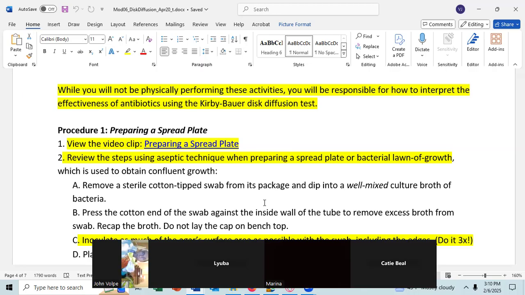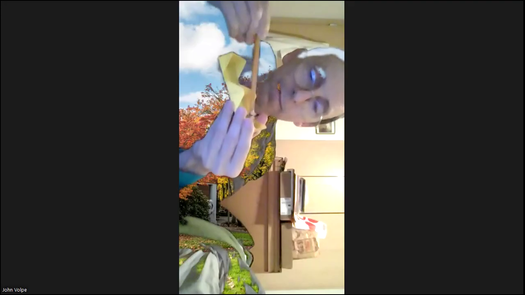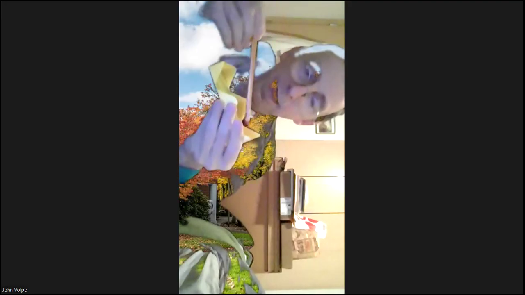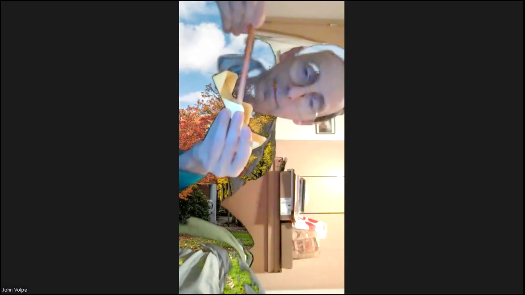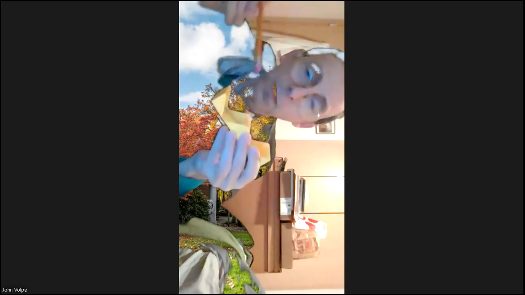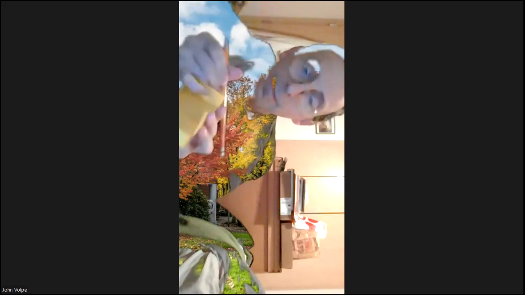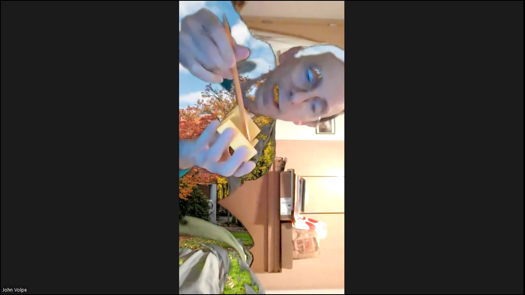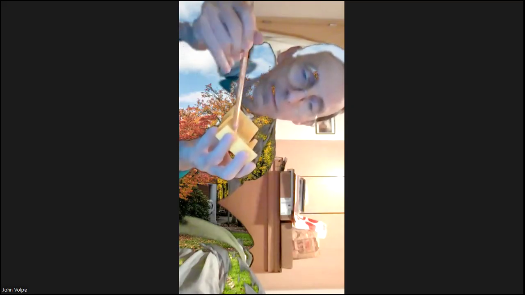Hopefully you can see this. It looks like you can. So swab it. Let me go ahead and stop the share so you see it better. Swab it everywhere. Pretend this is a disc. Everywhere on the disc, so that you have growth of the bacteria growing everywhere. When you're done, rotate the swab a quarter of a turn. Rotate the disc a quarter of a turn. Swab it one more time, going everywhere.